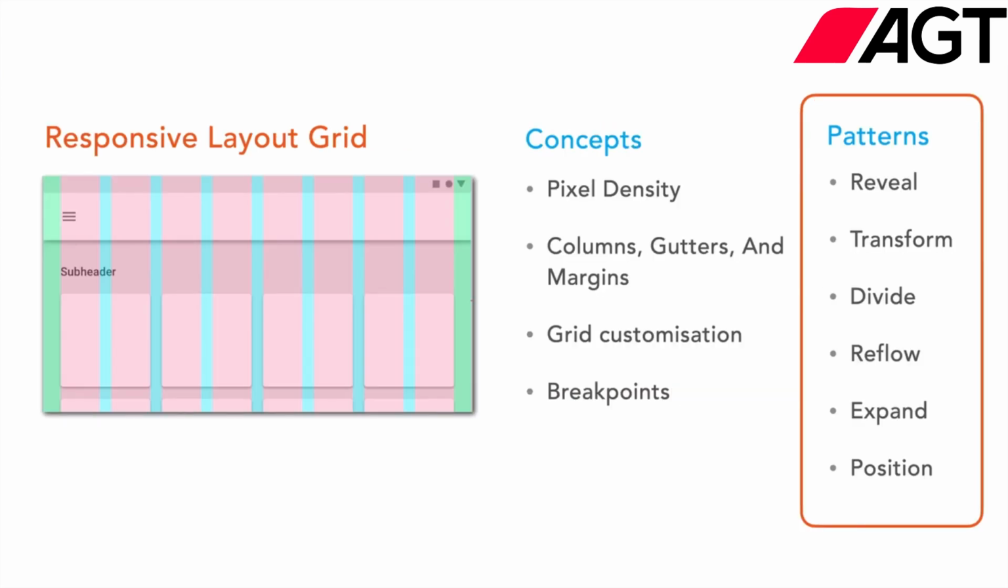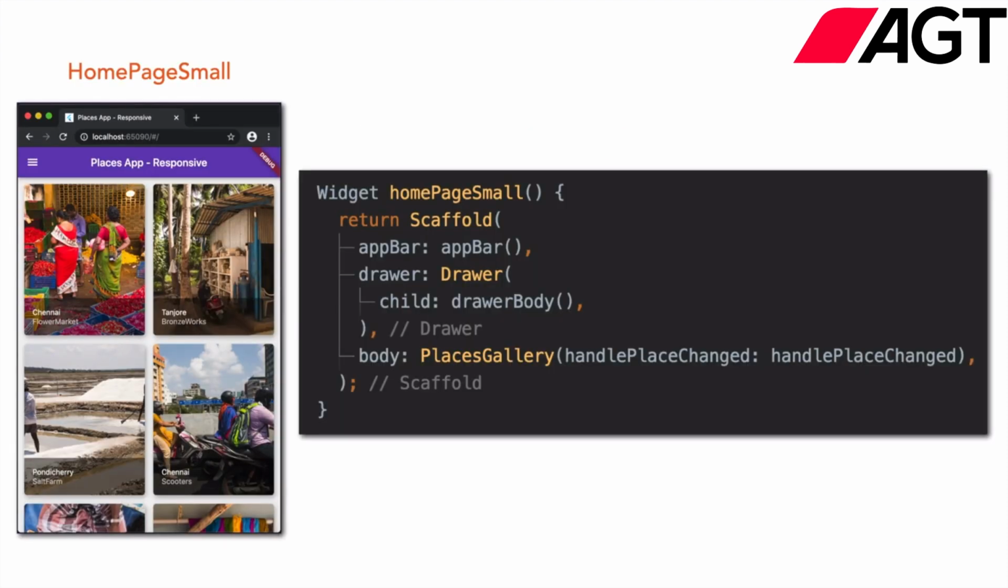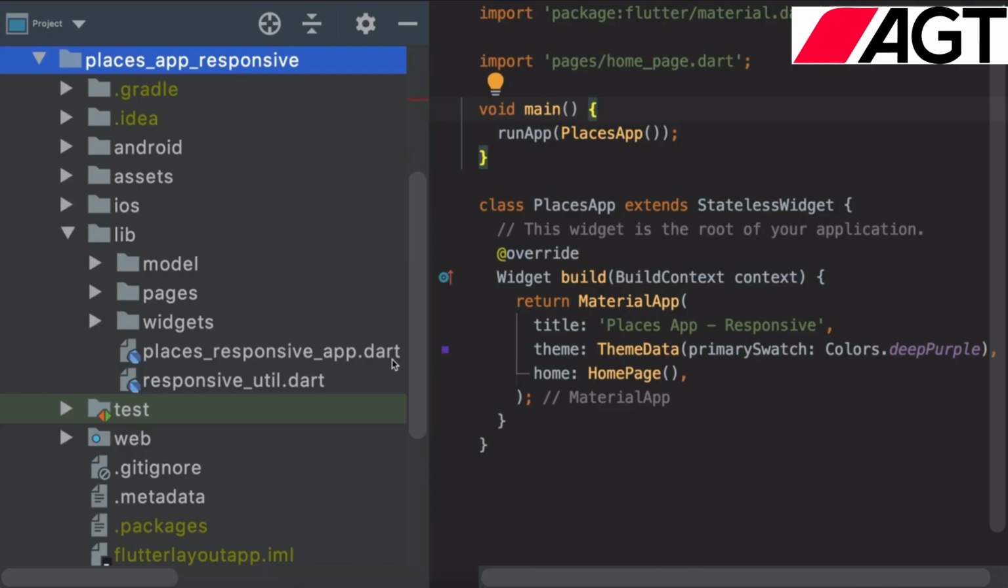First, I will take you through the responsive design theory. Then I will show you how to implement these design guidelines and patterns in a Flutter app. Not only that, I will provide a full code walkthrough of the Places responsive app. You will be able to download the source code of this app at the end of this course.